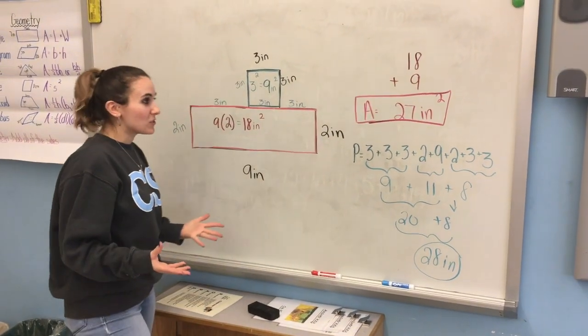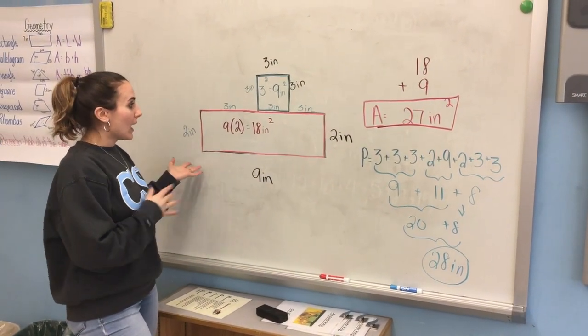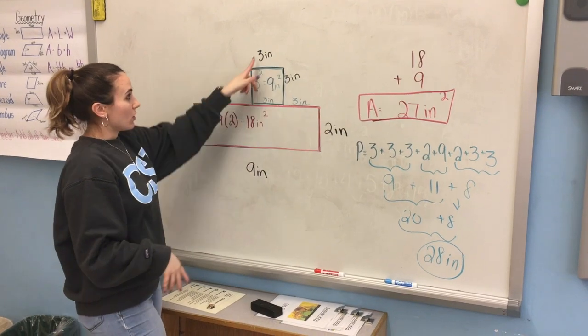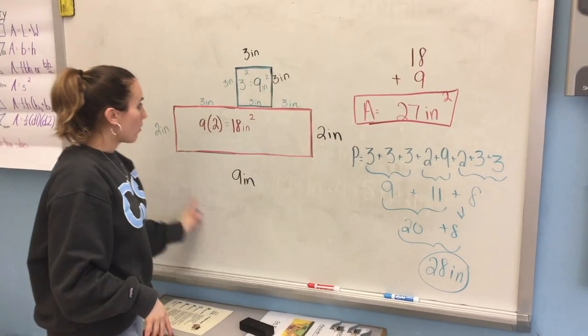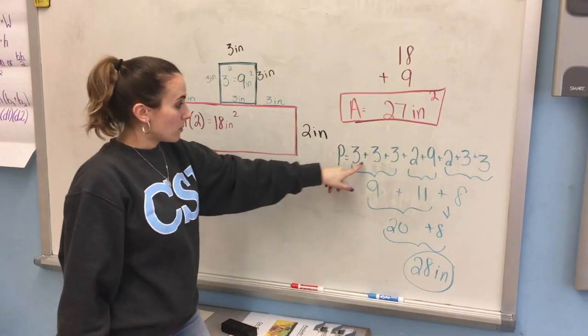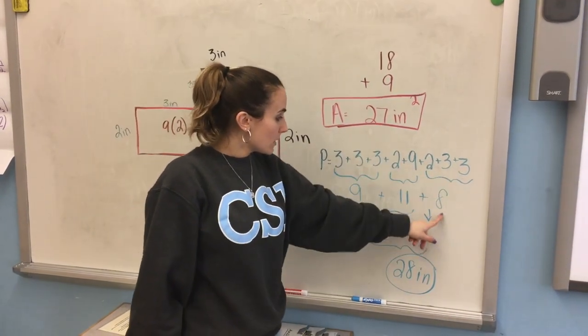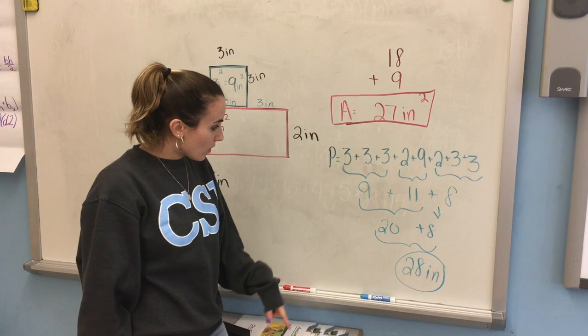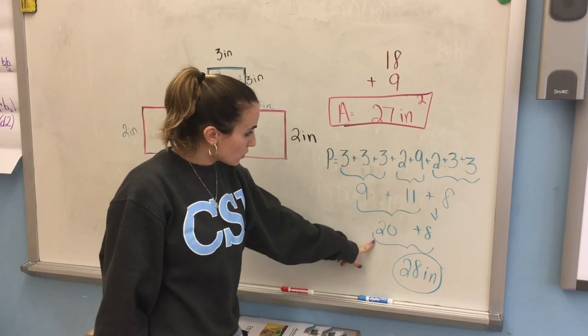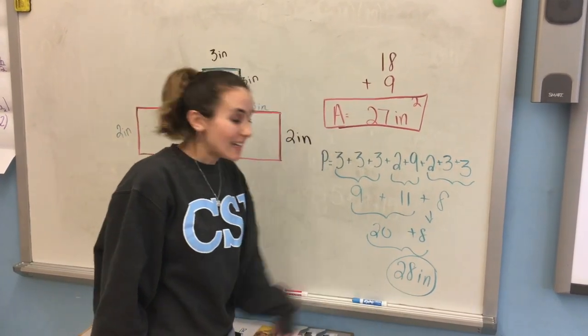I also have to do the perimeter. I know it's a lot of work. I added up all my sides. I started from here, and I worked my way all the way around. 3 plus 3 plus 3 is 9. 2 plus 9 is 11. 2 plus 3 plus 3 is 8. I broke it down even further. 9 plus 11 is 20. Brought my 8 down. 28 inches.